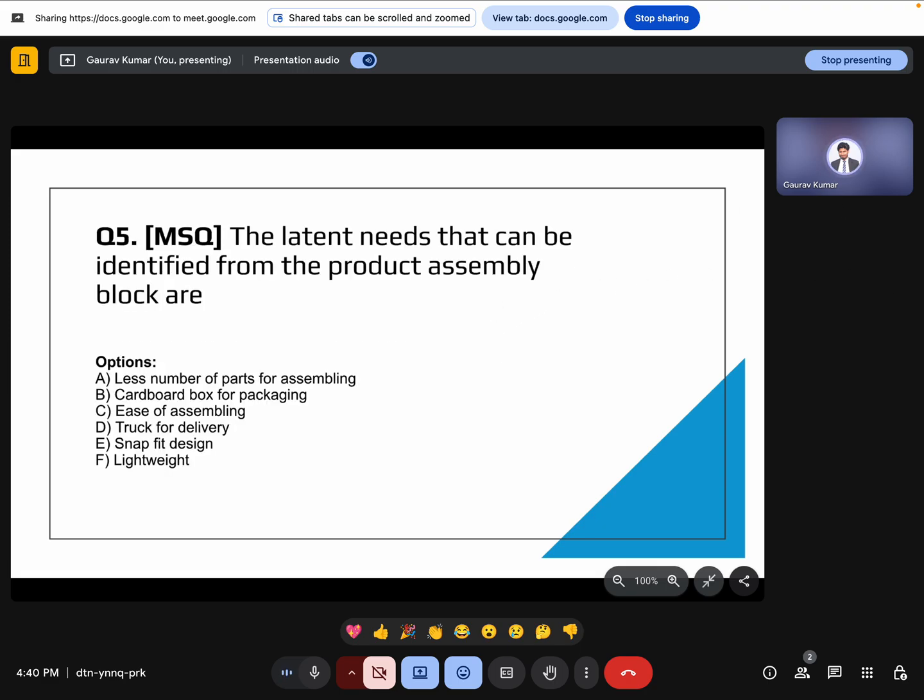Moving to the next question, question number 5. The latent needs that can be identified from a product assembly block are: less number of parts for assembling, cardboard box for picking, ease of assembling, truck for delivery, snap fit design, or lightweight.